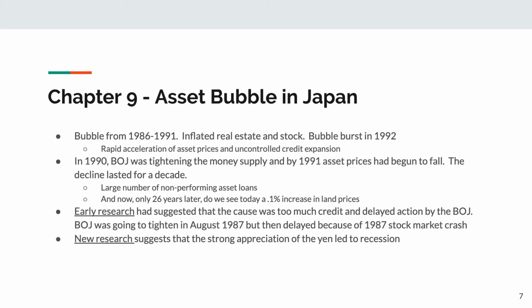What economists used to think was that the Bank of Japan was ineffective at controlling the money supply, that basically they had screwed up. And just when they should have reduced the amount of credit, there was a stock market crash in the United States, and concerns about a recession stopped the Bank of Japan from doing what it should have done. And by keeping the credit there, the asset bubble continued to get larger.